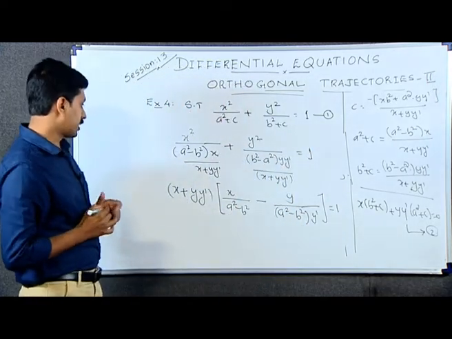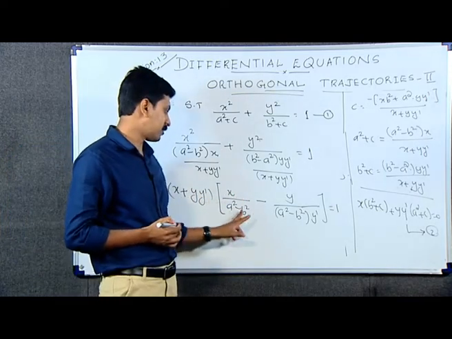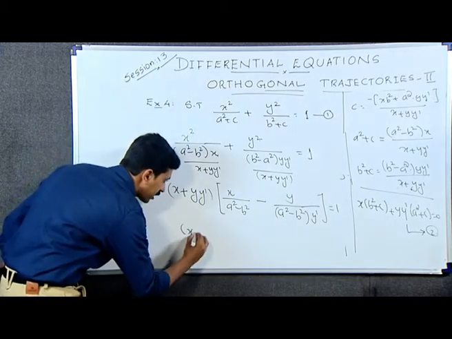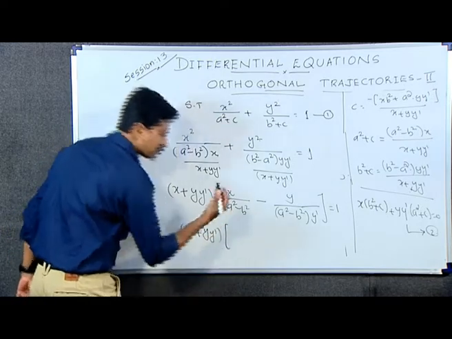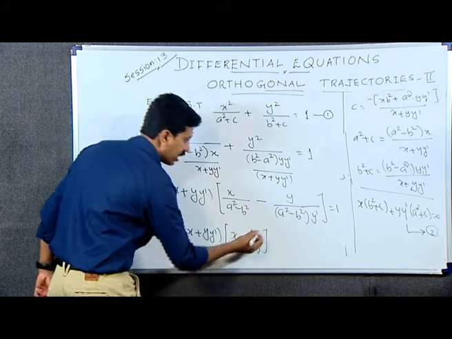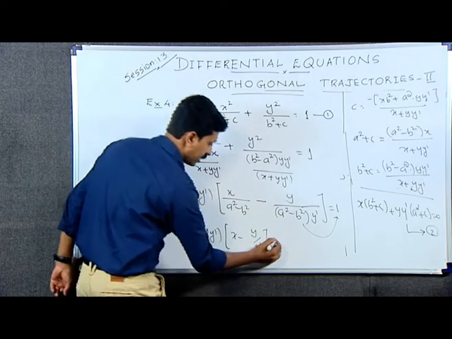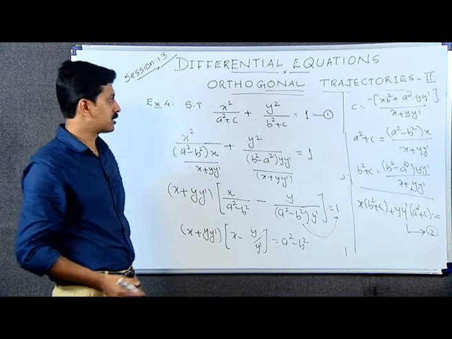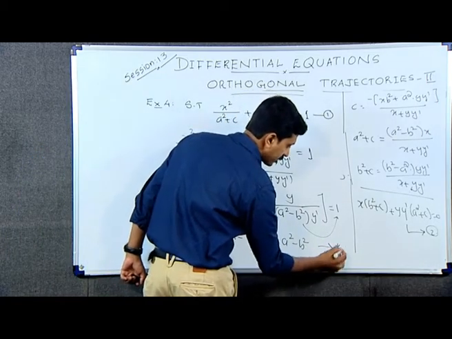So, I am taking x plus y dash, and here x a square minus b square is common on both sides in the denominator, therefore again we can replace x plus y dash into x minus y divided by y dash. I am taking this common denominator a square minus b square to the right side, this is equal to a square minus b square. I am taking this as a new equation and I am calling it star.